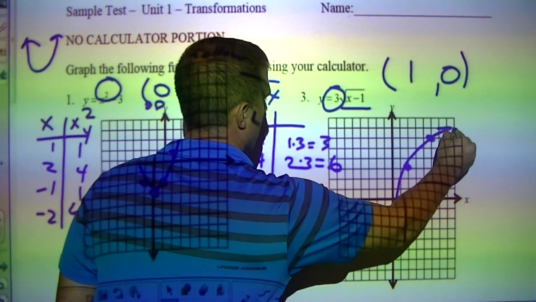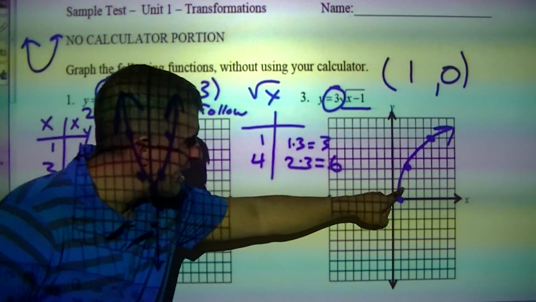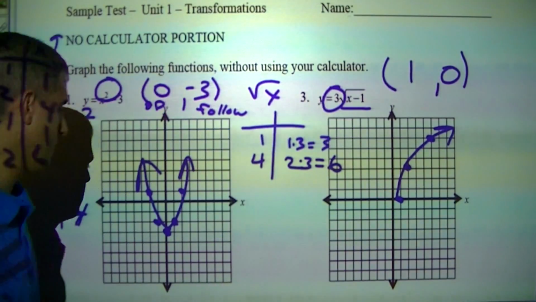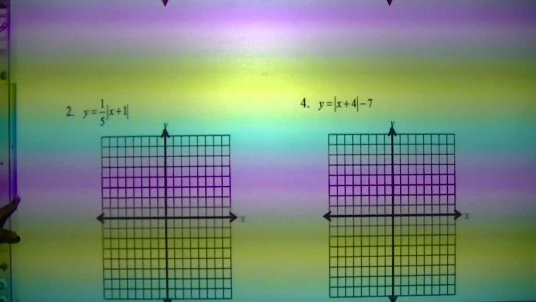So this is the square root. Looks like a little arrow. Don't extend it past this. It starts there and goes up. Okay? Let's go down to these.